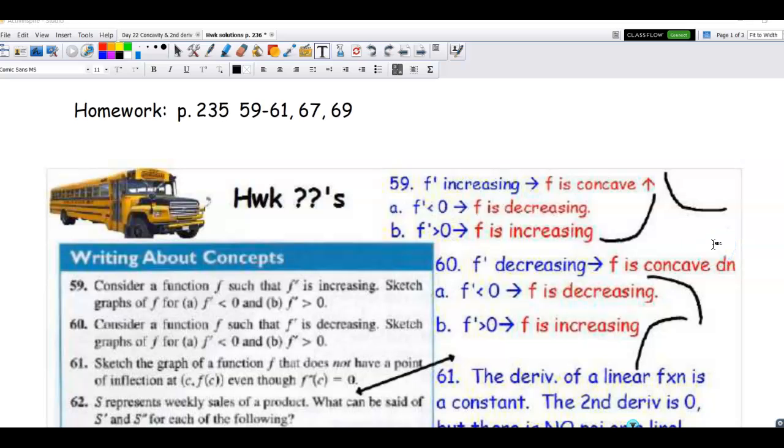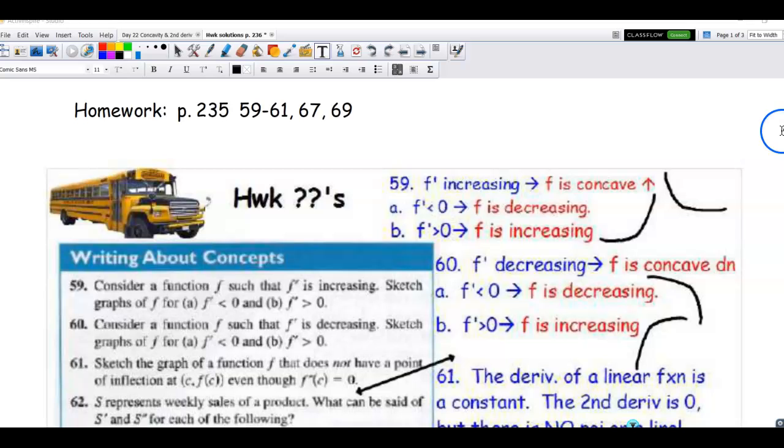Let's take a look at the homework on page 235. And on this page, we're really putting together a lot of ideas from mysteries of the first and second derivative. We're going to be given some information about first derivative, second derivative, and we're going to have to synthesize those ideas, think about them, analyze them, and sketch a graph that meets certain criteria. So these are really, really good problems.